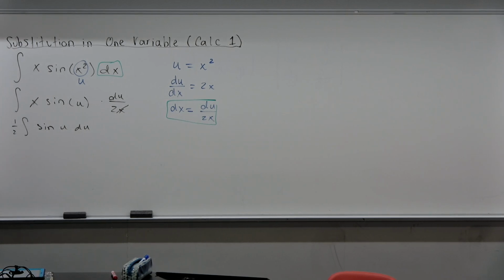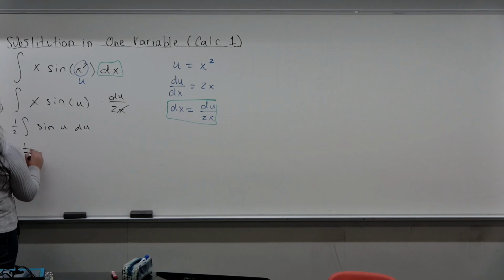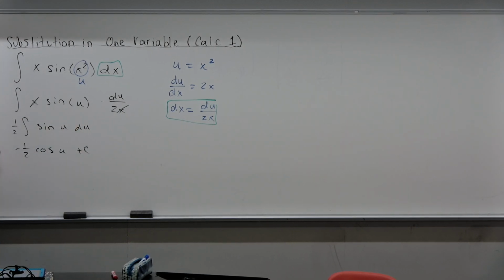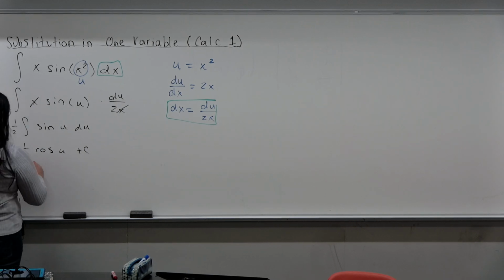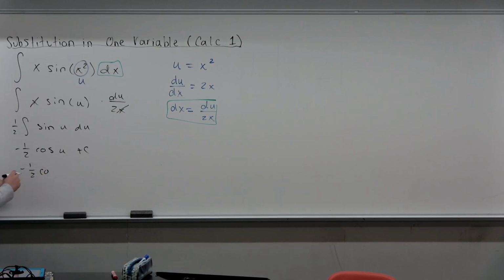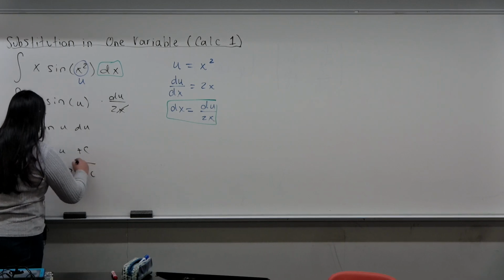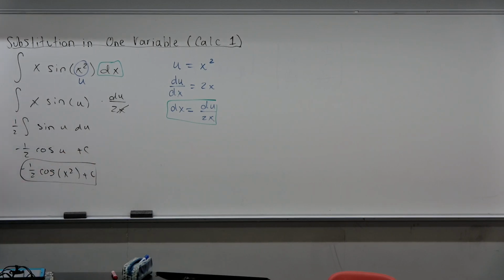To find the antiderivative of sine u, we know that's negative cosine u plus c, and then subbing our u back into our antiderivative, the answer should be negative 1/2 cosine of x squared plus c. So this is the usual substitution that we learn in Calc 1.